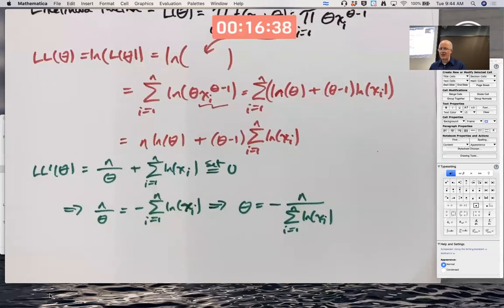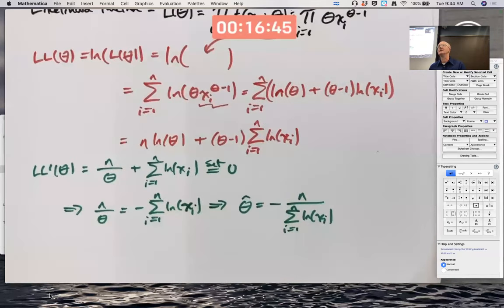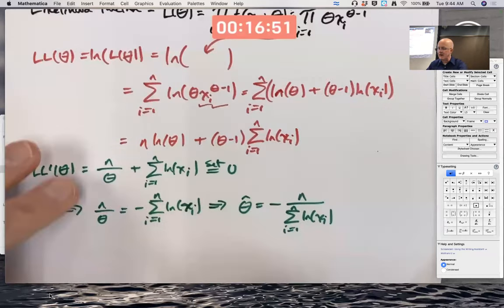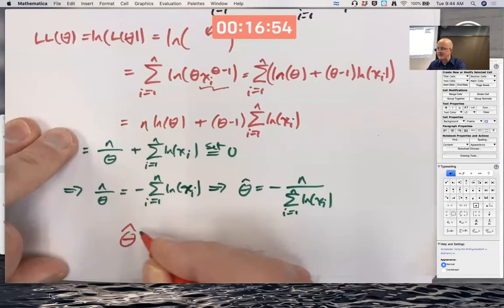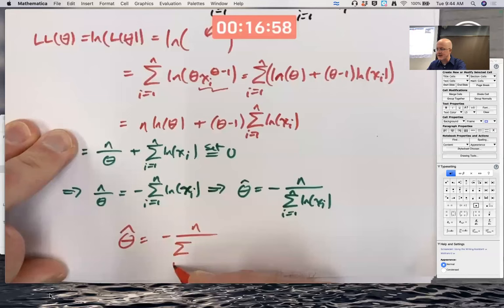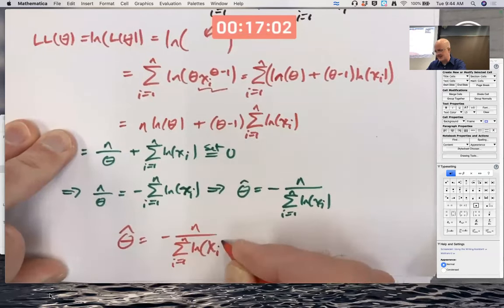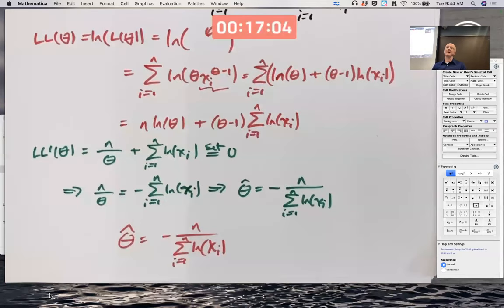I could call it theta hat right away, although I'm using little x's, so it's more like an observed value of theta hat. As an estimator, as a theoretical random variable, I could write theta hat equals -n over the summation, i goes from 1 to n, of the natural log of capital X_i. As an estimator, a theoretical estimator.